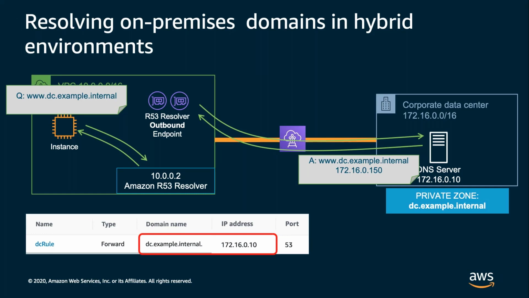So it's a way for us to extend that view of DNS we have in our on-premise environment into the cloud. This also works for services like Active Directory if we want to provide name resolution to those services, or Microsoft DNS or Bind. It works with those types of services to provide hybrid DNS resolution.